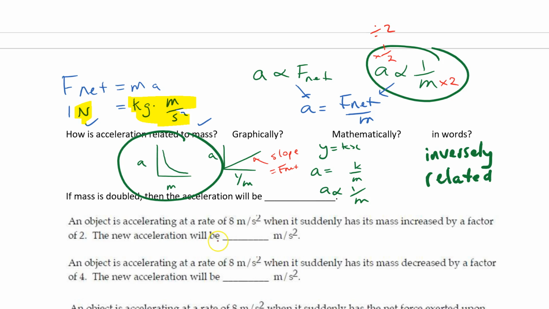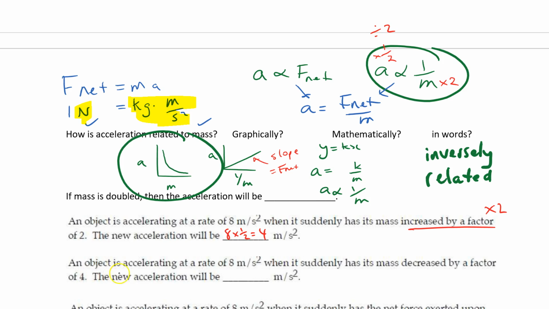An object is accelerating at a rate of 8 meters per second squared. When it suddenly has its mass increased by a factor of 2, which means we're multiplying the mass times 2, the new acceleration will be 8 times 1 over 2, which is equal to 4 meters per second squared.